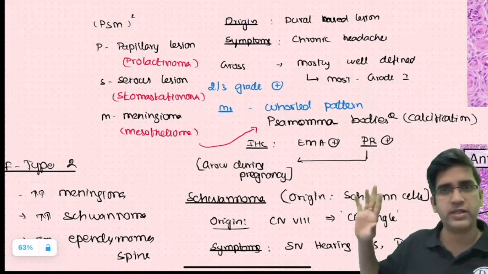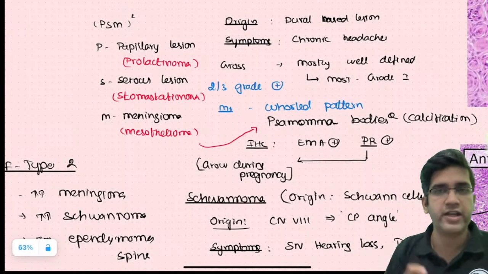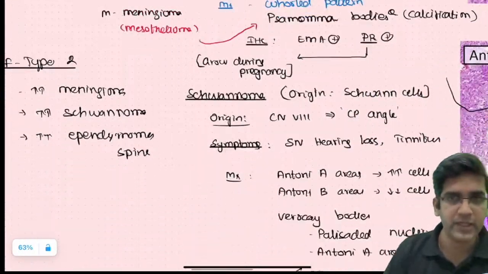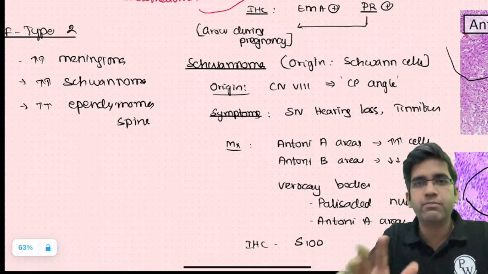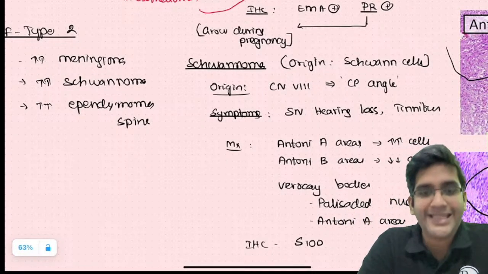We read about meningiomas, neural based lesion, chronic headache, and gross finding, microscopy finding. We read about schwannomas as well, right? So that ends us most of the important things with respect to CNS tumors.